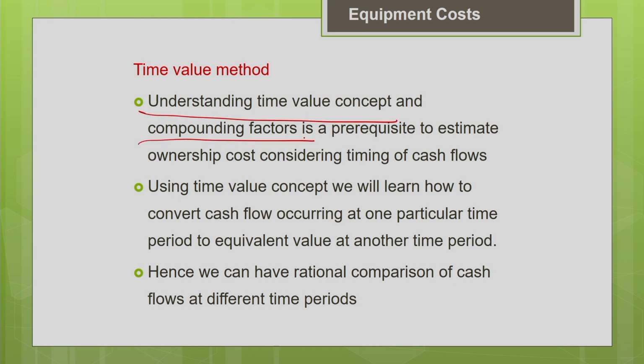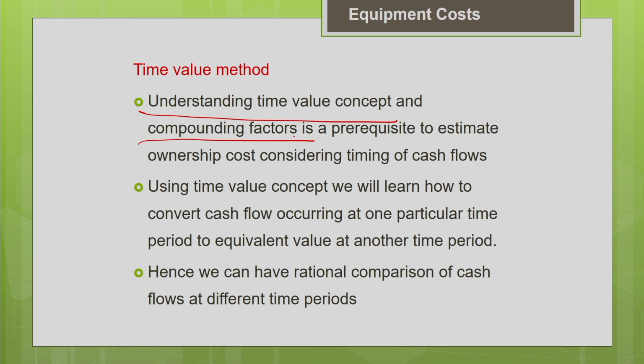So what are all the different compounding factors which are generally adopted to convert the cash flows which are occurring at different time periods to equivalent value at a particular time period? Those compounding factors you should know. This is a prerequisite to estimate the ownership cost using the time value method. That is why we are going to learn what the different compounding factors available are, what the applications of these compounding factors are, and how to make use of them. That's what we are going to discuss in the upcoming slides.